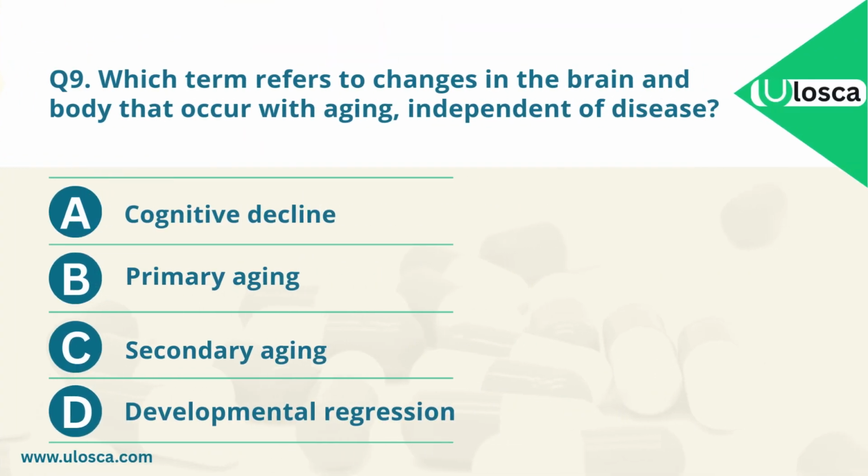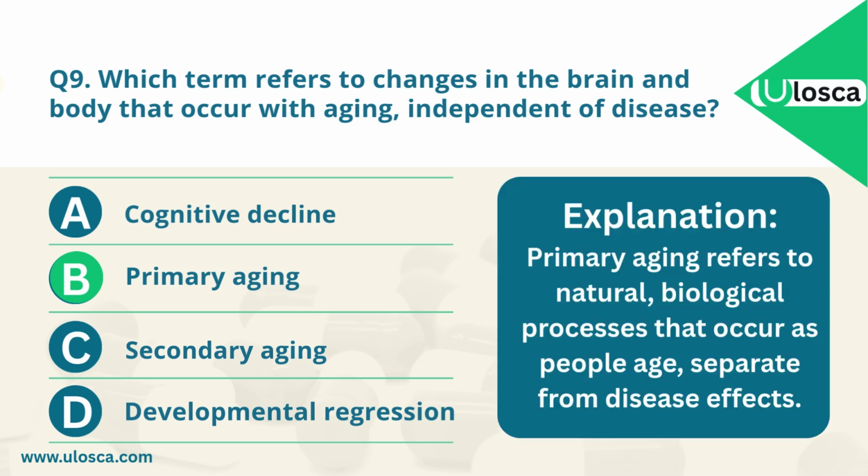The correct answer is B. Primary aging. Explanation. Primary aging refers to natural, biological processes that occur as people age, separate from disease effects.